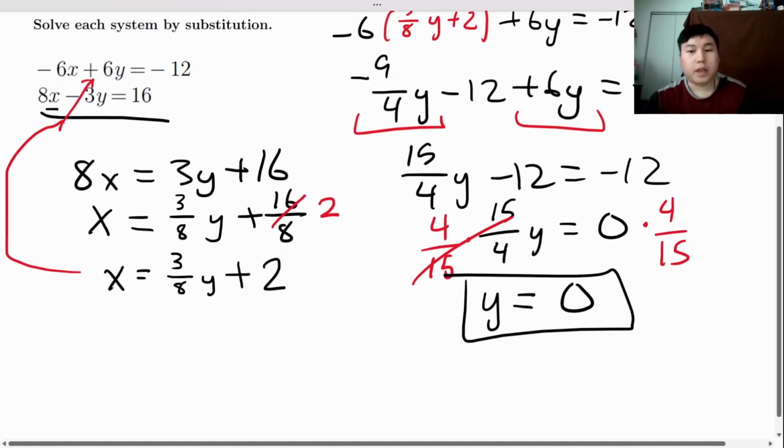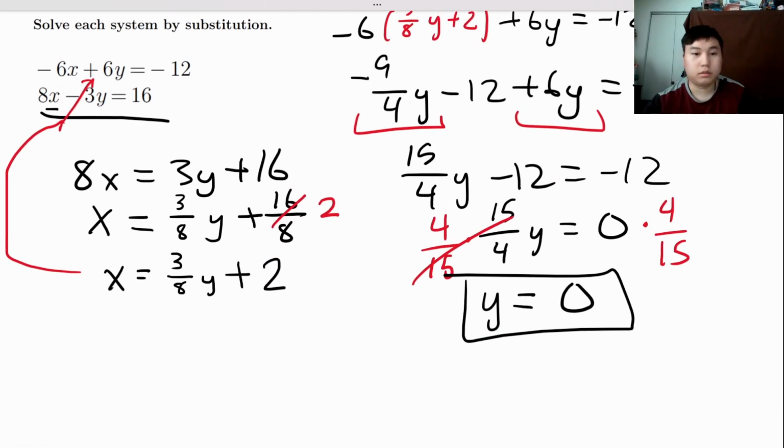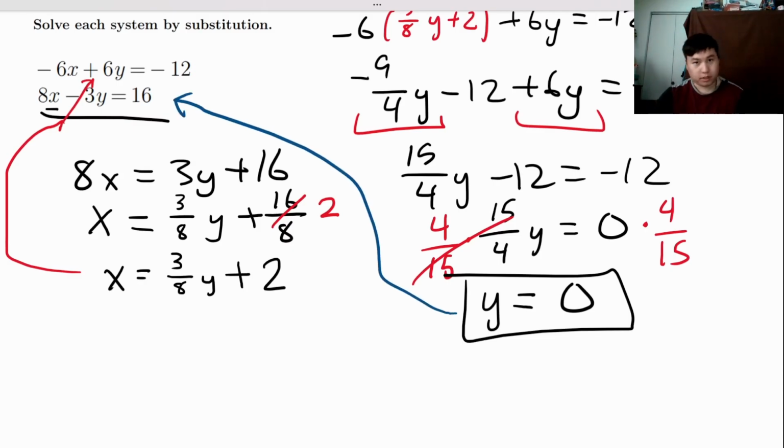And now plugging things into the second equation or the first one, it doesn't really matter, gives us negative 6x plus 6.